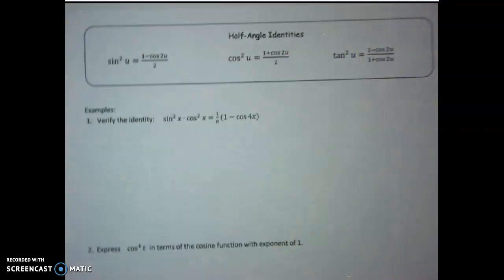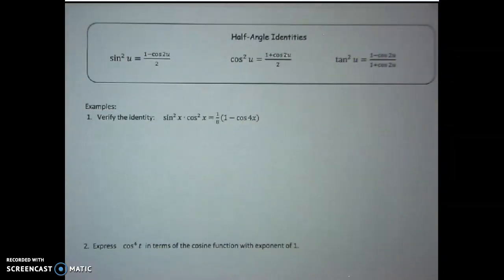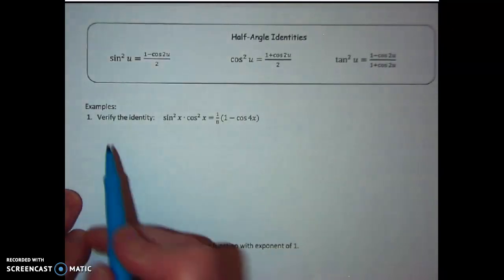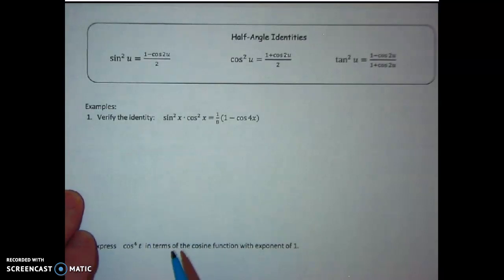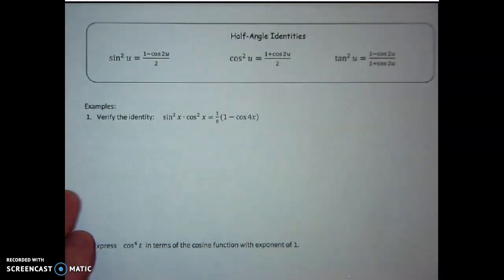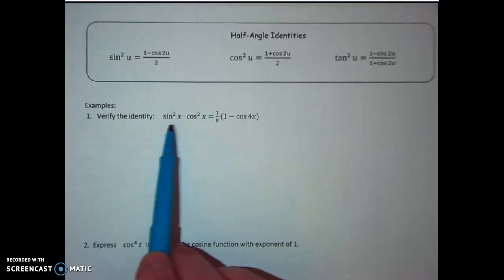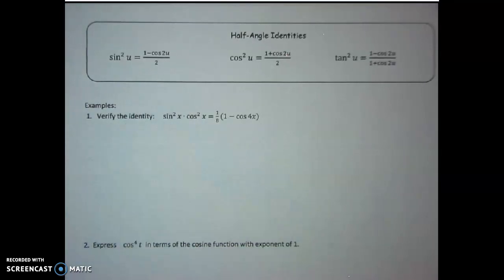Next up we have our half angle identities. So there's 3 of those, 1 for sine, 1 for cosine, and 1 for tangent. So we're going to start off by verifying that the sine squared of x times the cosine squared of x equals 1/8 times 1 minus cosine of 4x. So to begin with, I'd like you to pause the video and rewrite the left-hand side using those identities above.